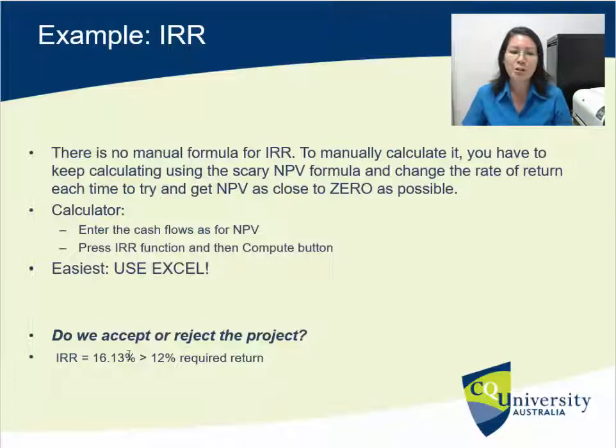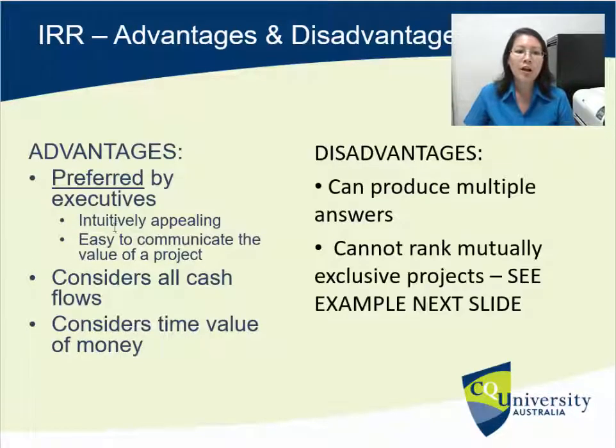So do we accept or reject the project? Just assume we calculated an IRR using Excel or our calculators of 16.13%. That's greater than our required rate of return, which is 12%, so we would accept that project. So the advantages are that it's preferred. Like I said, in practice I found a lot of managers like to think in terms of percentages. They can understand a rate of return. Like if I invest my money in the bank, I'm going to get 4% interest, 5% interest. So they can identify with percentages. So they do like it.